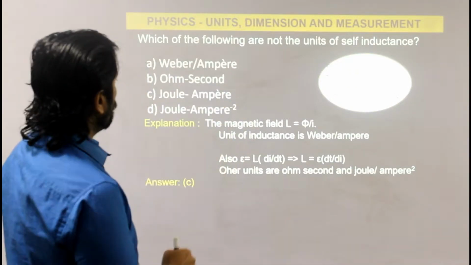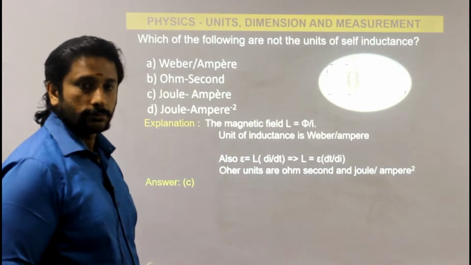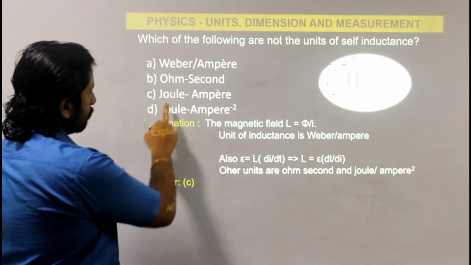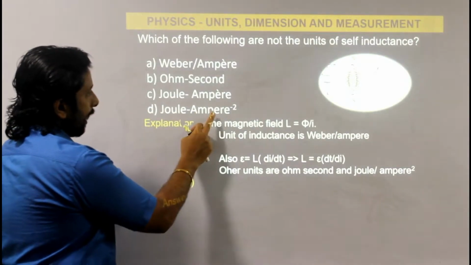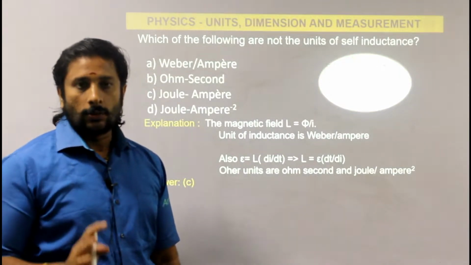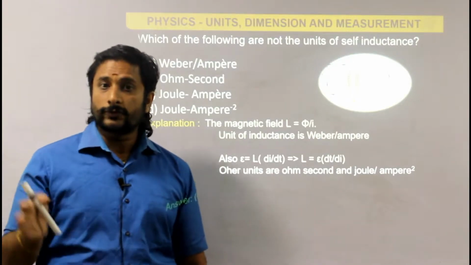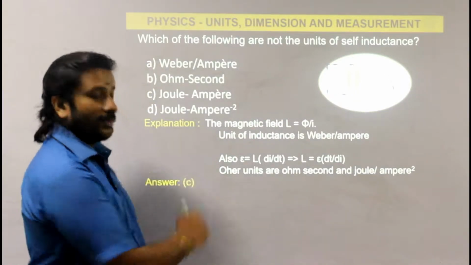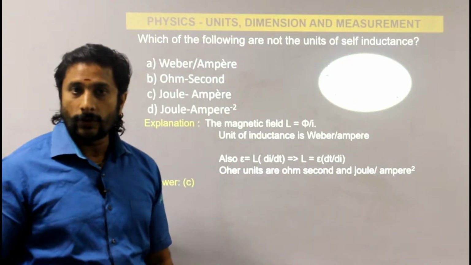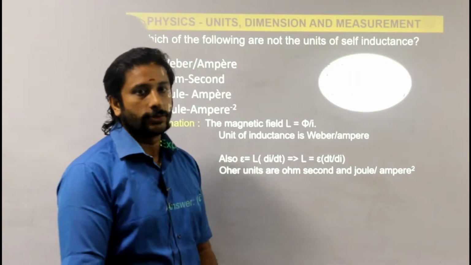So I have an option: which of the following are not the units of self-inductance? Four options are given: Weber per ampere, ohm second, joule ampere power minus 2, and joule per ampere square. Considering I don't know the answer to this particular question, there are a lot of questions where you won't get an explanation. In that case, from the options you are able to identify what could be the answer sometimes. This is a tip, you can note it down.